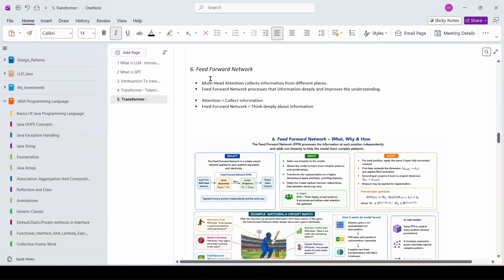After the multi-head attention, information will be sent to the feed-forward network. This is the processing step where it processes the information collected by the attention step. It learns about the complex patterns present within that information. In simple words, attention is the collection step where it collects the information from different perspectives. The feed-forward network is the step where that information is processed. At the end of this phase, the model understands each and every pattern, and it also learns about each token in a much better way.